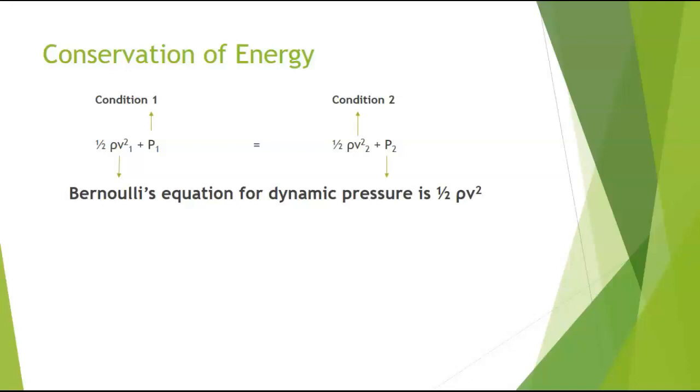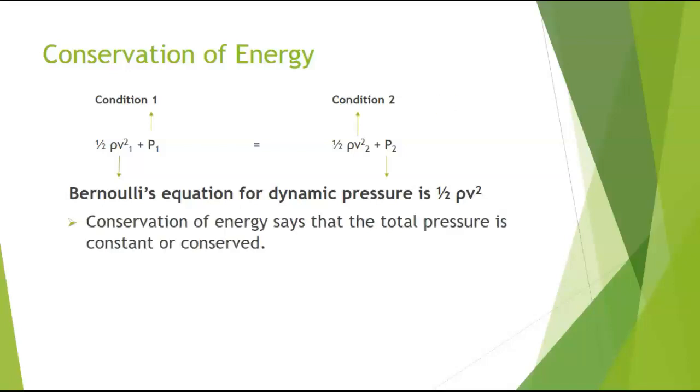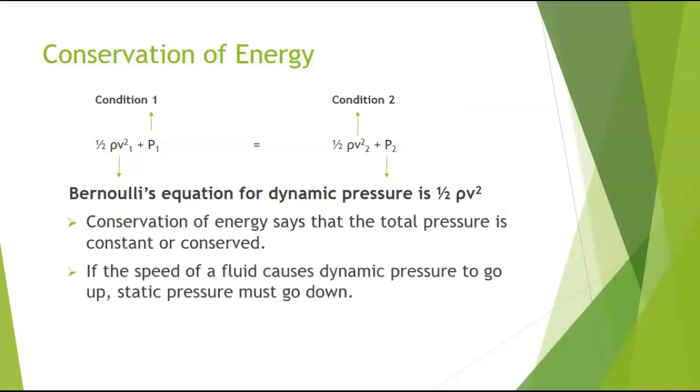Bernoulli's equation for dynamic pressure is 1/2 times rho times velocity squared. And the conservation of energy says that the total pressure is constant or conserved. So as the speed of a fluid increases, dynamic pressure goes up. Static pressure has to go down as a result of the conservation of energy. Total pressure must remain constant.